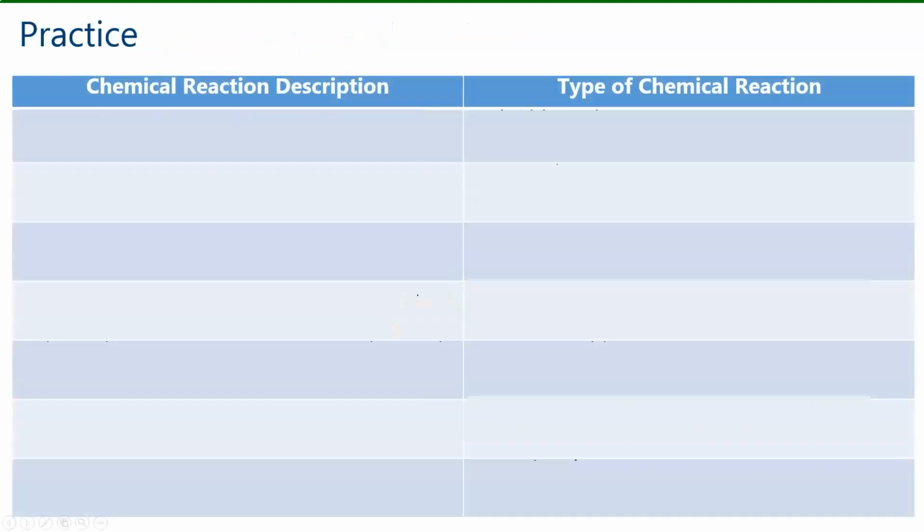Now it's time to do our practice. Our first chemical reaction is silver nitrate plus sodium chloride produces silver chloride plus sodium nitrate. What type of chemical reaction is this? This is a double replacement reaction. We have 2 compounds as reactants and 2 compounds as products, and the silver and sodium have switched places. That's our key thing that tells us that this is double replacement.